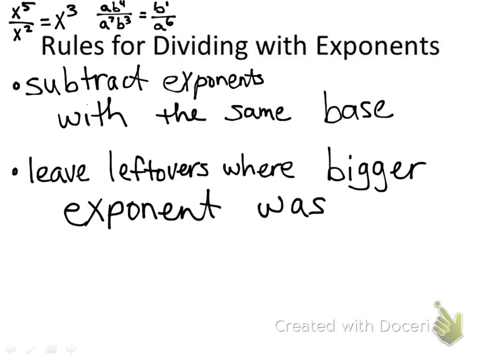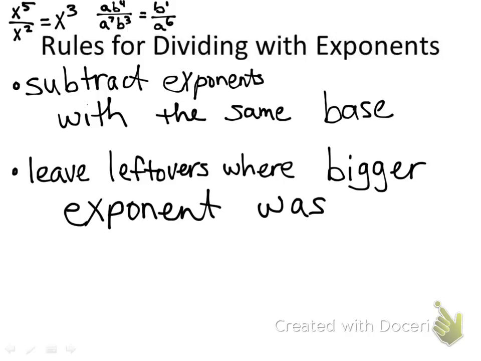And I'll explain more about what that second bullet point means. But the first thing we want to do is we're going to subtract the exponents with the same base. So x's go with x's, y's go with y's, a's go with a's. Subtract the exponents, and then you're going to write your leftovers wherever the bigger exponent was. So if you started with more x's in the top, your answer goes in the top. If you started with more x's in the bottom, your x answer goes in the bottom.